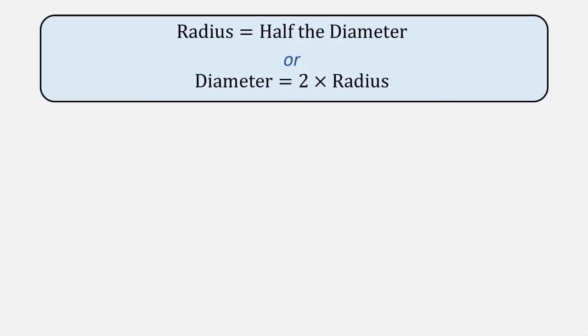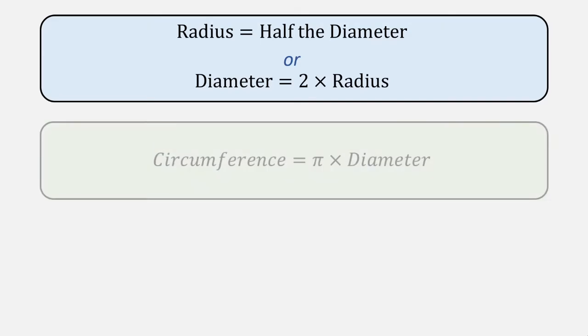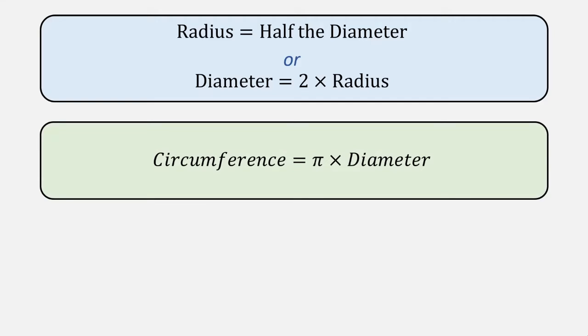And as we've just seen, we can add another fact to our list. And the fact that we can add to our list is that the circumference of a circle is pi times the diameter. If we have the length of the diameter given to us, we can times it by this number pi, this 3.141592 and so on and so forth, and that will give us the circumference of the circle.